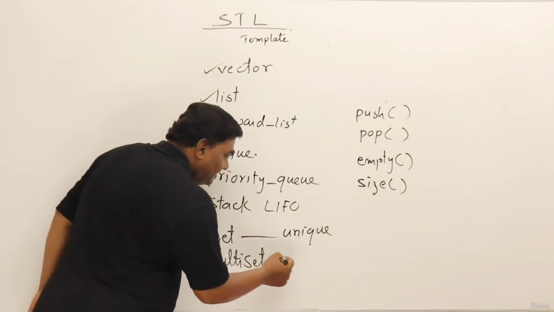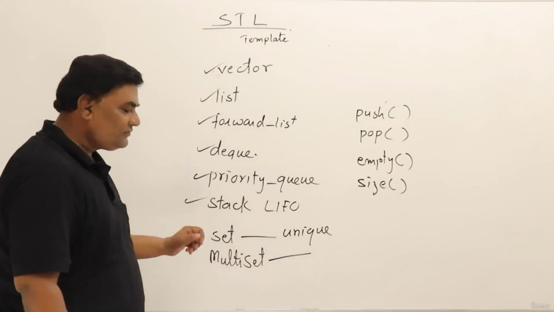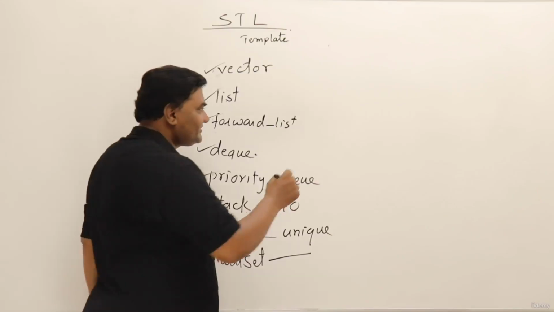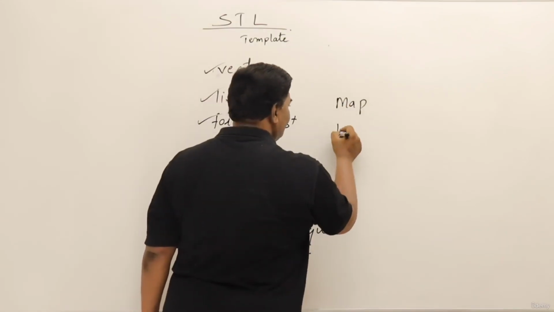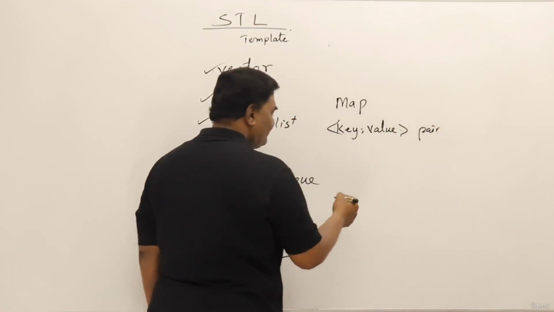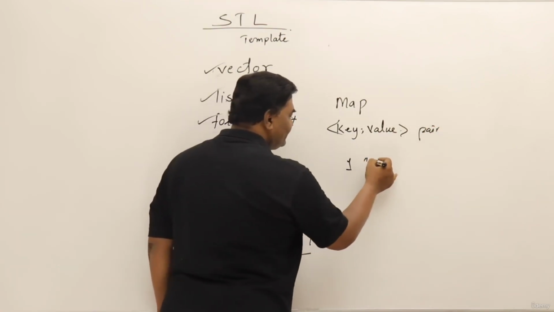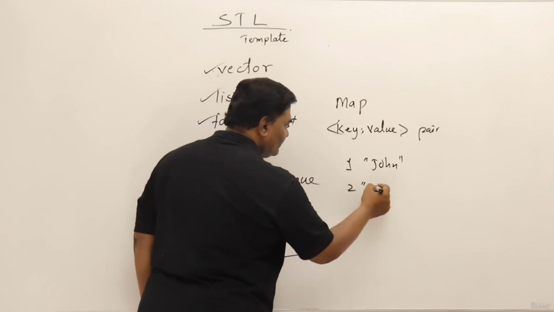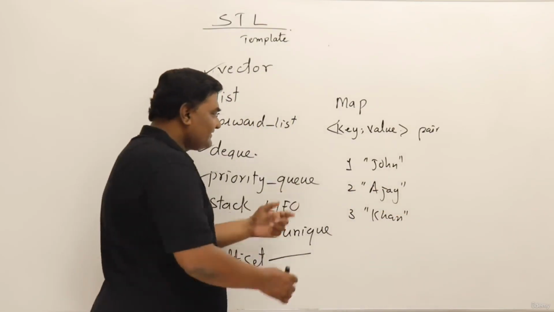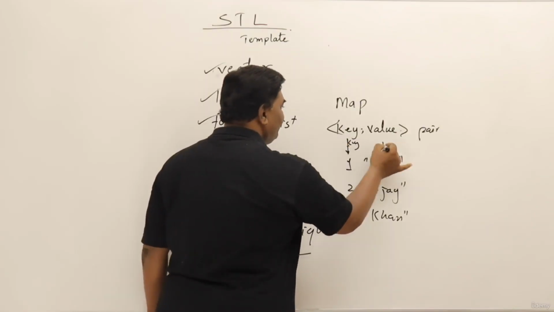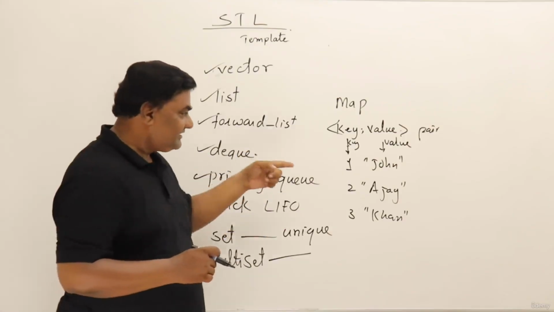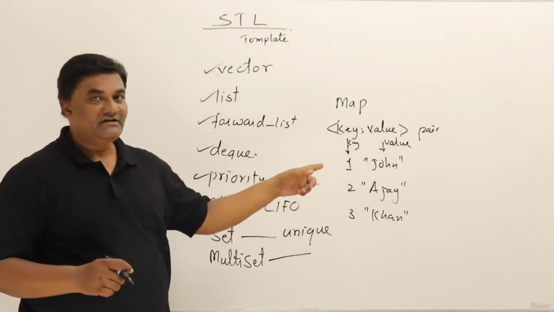The next, multiset. This is the same as a set, but allows duplicates. That's all. There is one more data structure called map, and this is useful for storing key and value pairs. For example, roll number 1 is John, roll number 2 is Ajay, roll number 3 is Khan. So this is the key and this is the value. So we store the key and the value. Whenever you want to find something, we give the key and we get the value. So this is a different data structure.